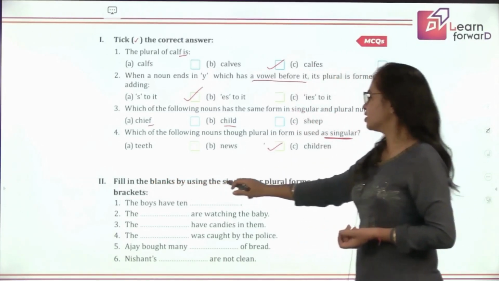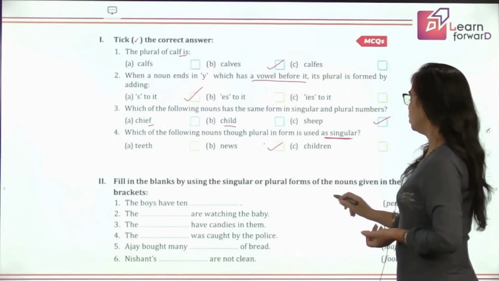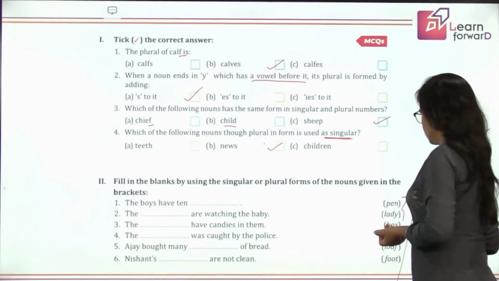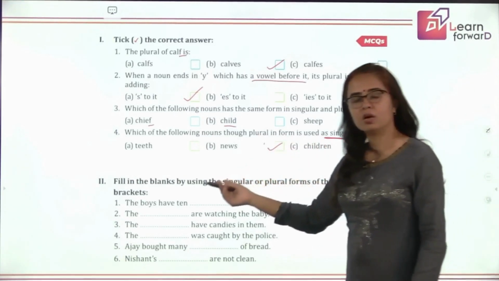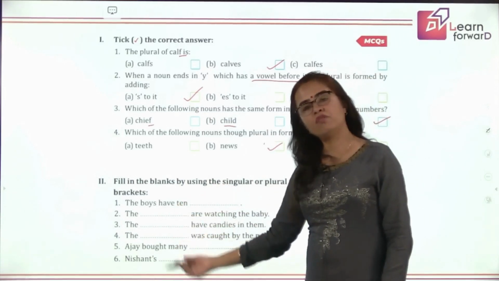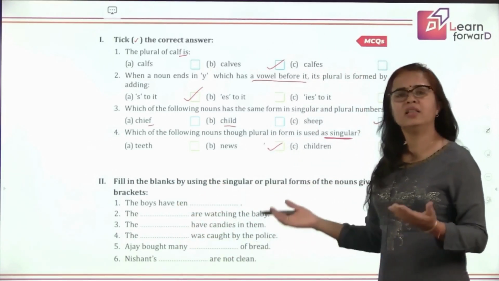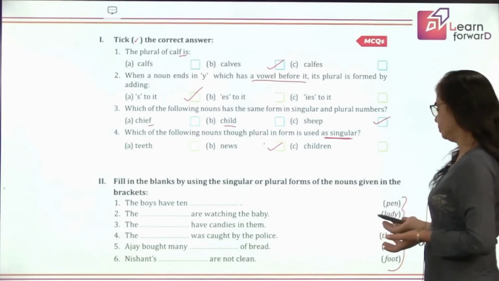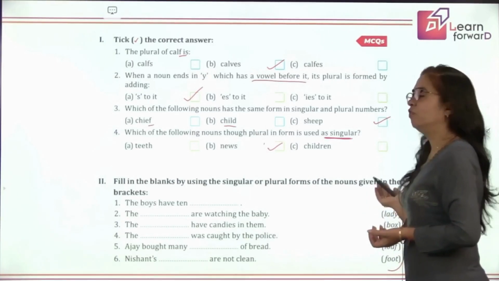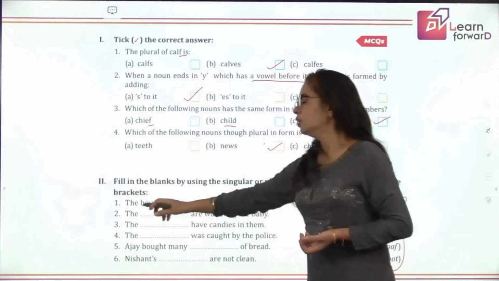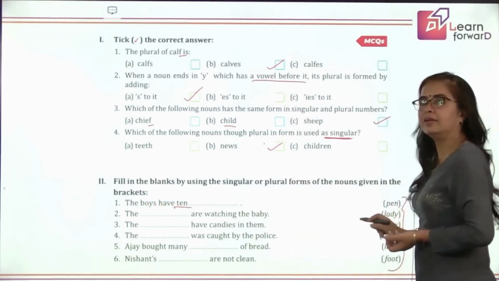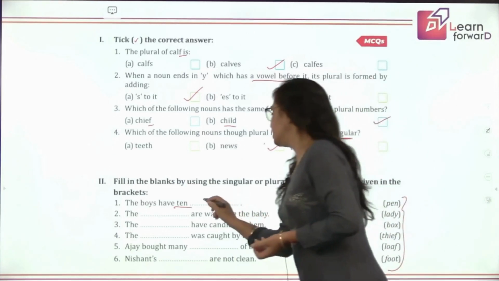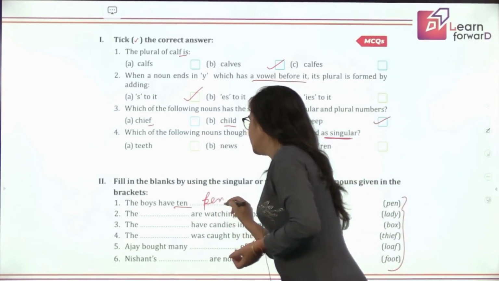Fill in the blanks by using singular or plural forms of the nouns which are given in brackets. So we'll just see whether we are talking about one in the sentence or we are talking about many, and the word is already given here. So you have to see whether to use singular or plural. The boys have 10 pens because they have 10, so they have many, it will be plural.